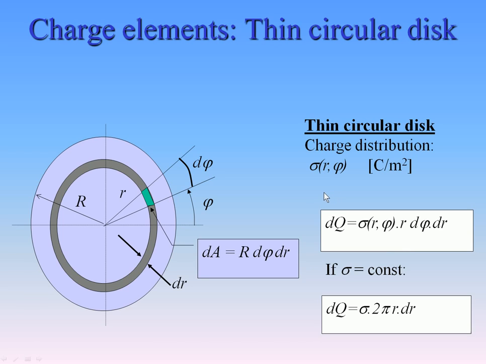shown in the form of a circular disk with a charge distribution sigma as a function of r and phi. And when we have a disk, we can divide it in rings with a radius r smaller than the radius of the disk itself, and the surface element here is given by r d phi times dr. And if sigma is constant, then dq is sigma times 2πr dr. The integration over phi is performed.